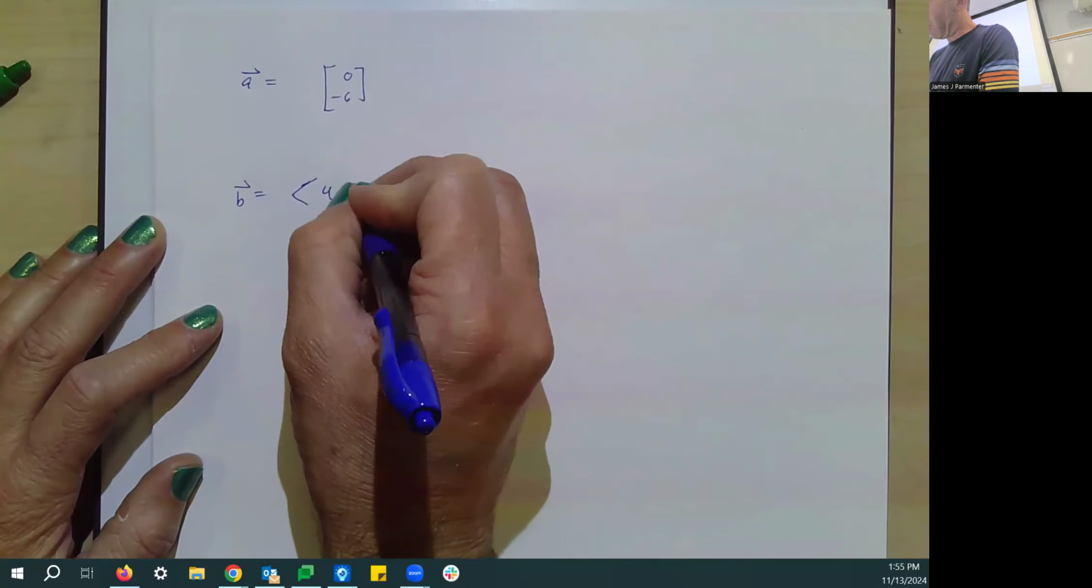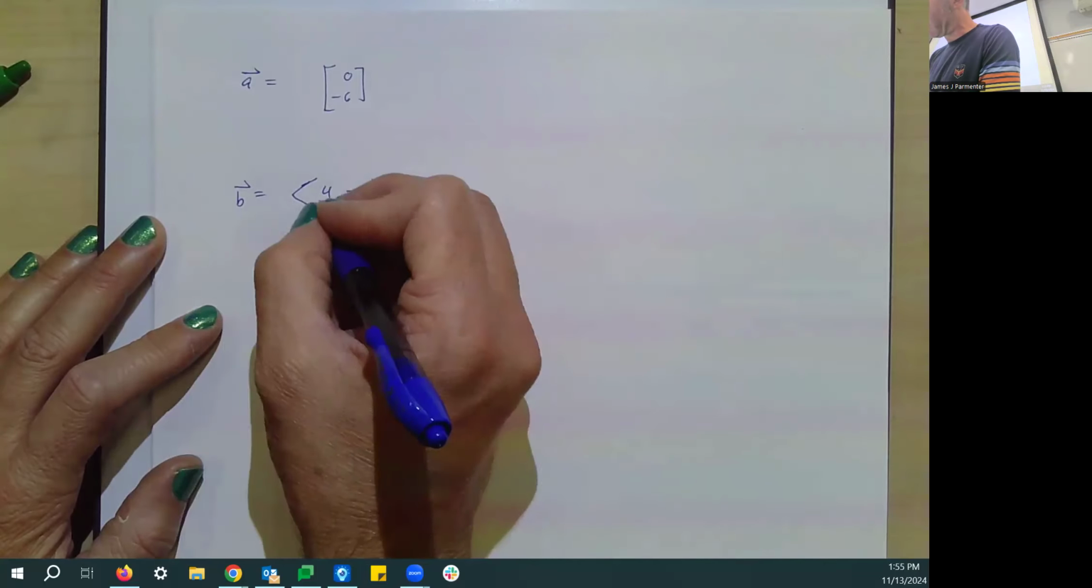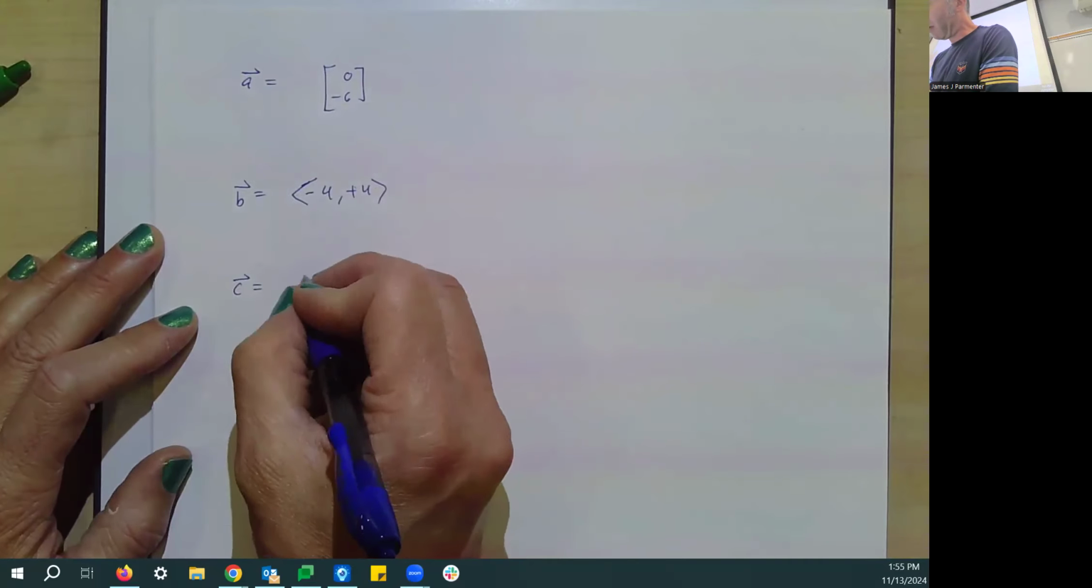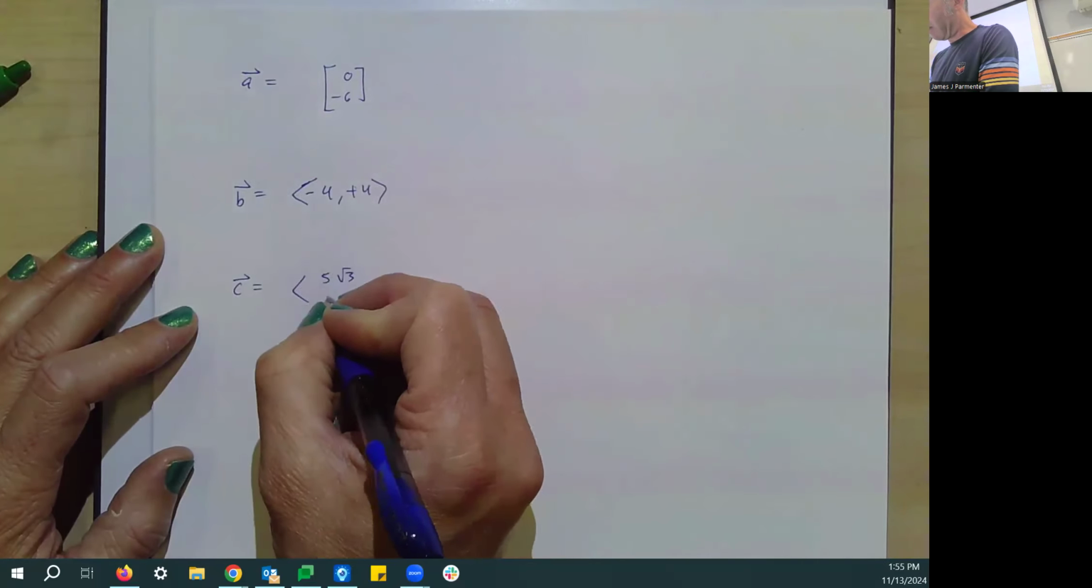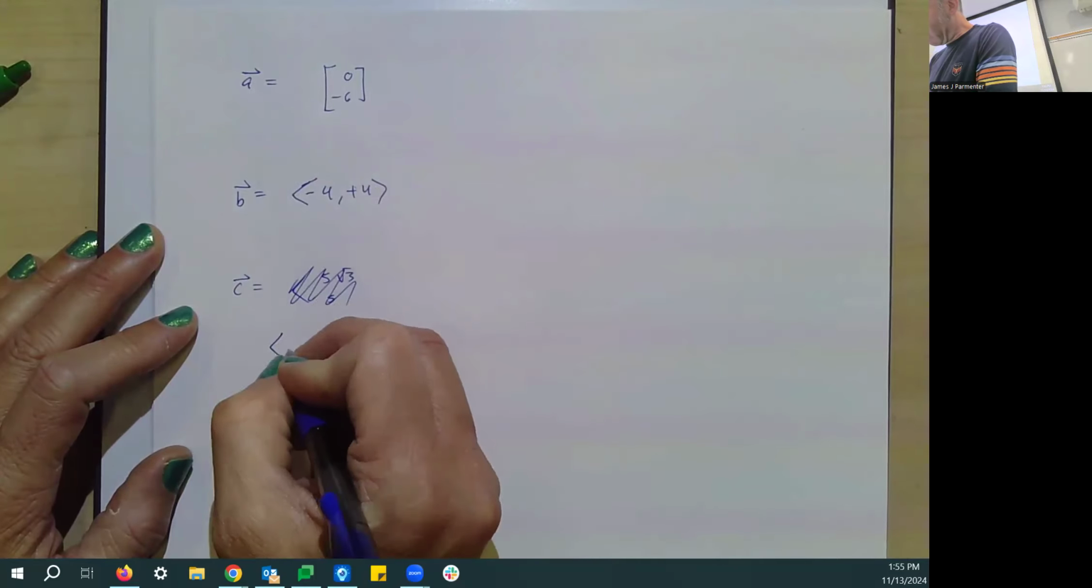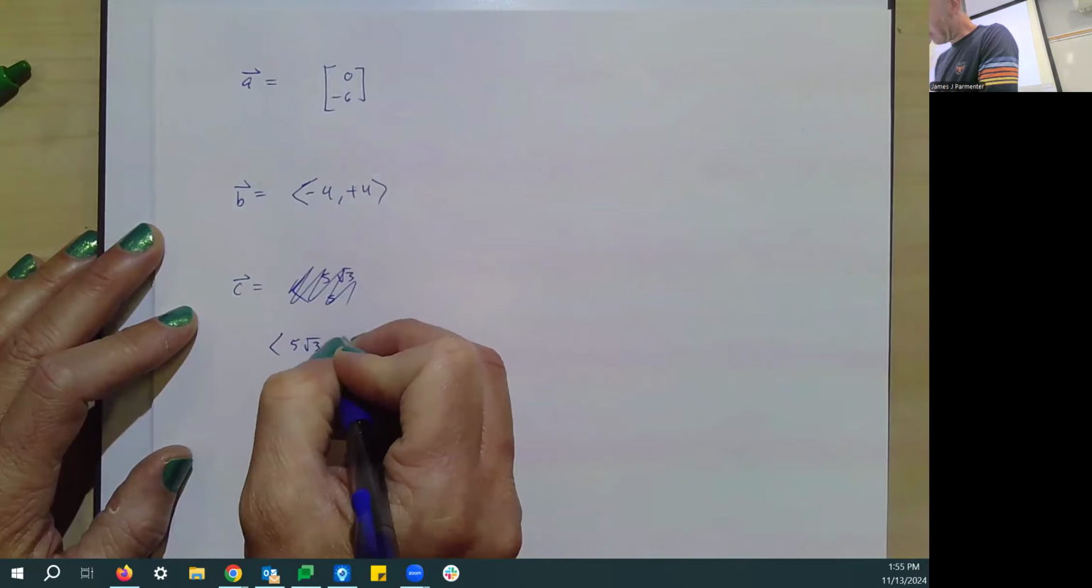(-4, 4). Yeah, no, I like negative 4, positive 4. And C equal to, oh yeah, sure, root 3. 5 root 3 comma 5. That's the worst notation I've ever seen, James. Holy shit. 5 root 3 comma 5.